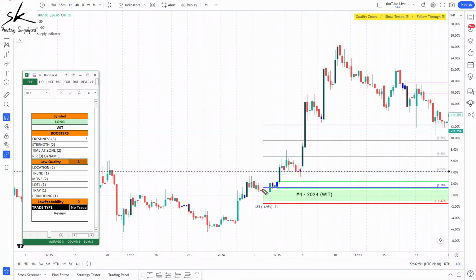Strength: you can see after leaving the zone, we immediately went flat. So we do not have a follow-through pattern or an explosive move, gets a score of 0. Time at the zone: oops, my bad. So time at the zone, we have only 2 candles in the basing, gets a score of 2. Reward to risk ratio we will take as an assumption.